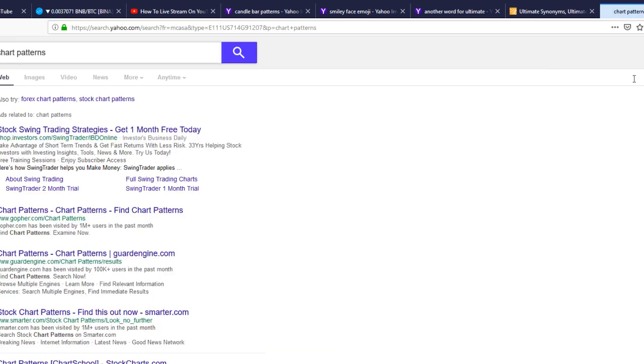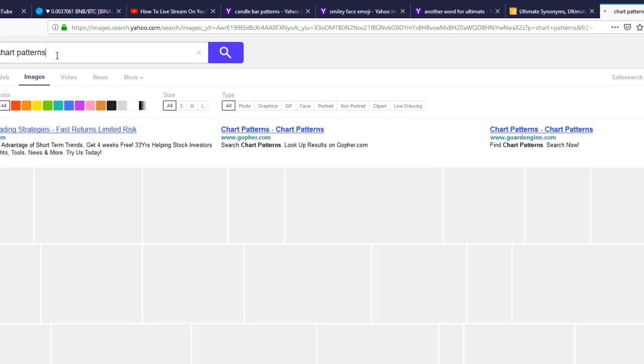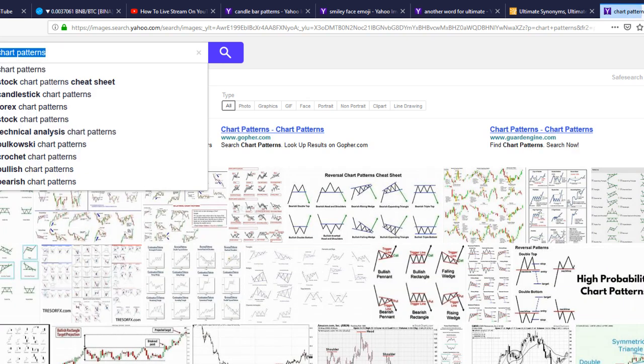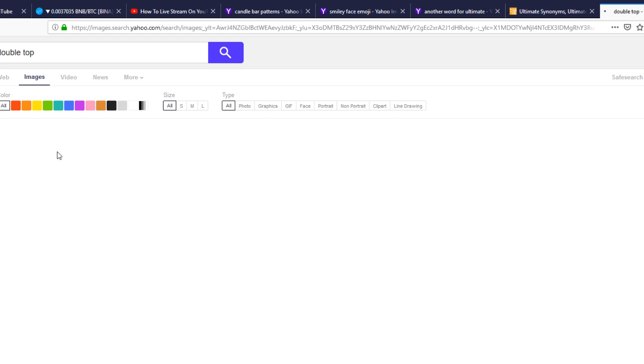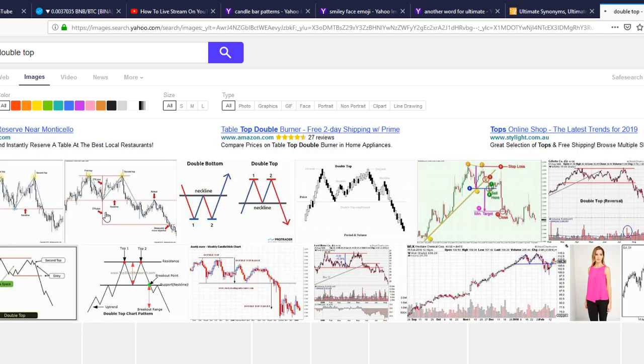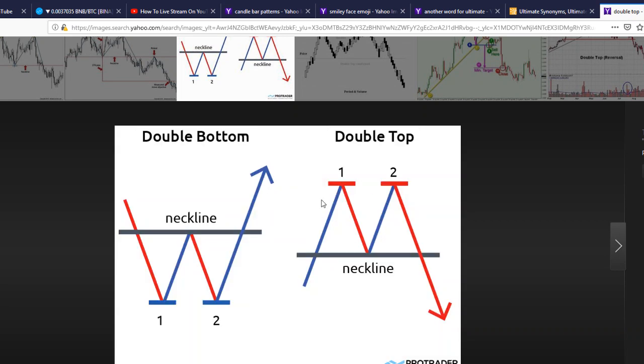In fact, I want to show you guys a double top, because what we're looking at right now is a double top. And double tops mean bearish action is about to happen. I just wanted to show you guys a picture of a double top. So this on the right side here is a double top, right?